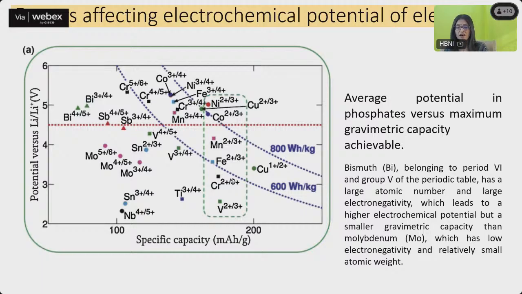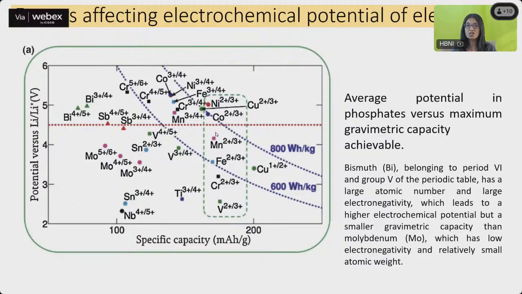Then another very important thing is the specific capacity which you get out. If you plot the potential versus the specific capacity in milliampere hour per gram, you come to see a very nice conclusion. You see over here, inside this green circle, what you have is vanadium, chromium, iron, manganese, cobalt, and nickel, all going from 2 plus to 3 plus state.